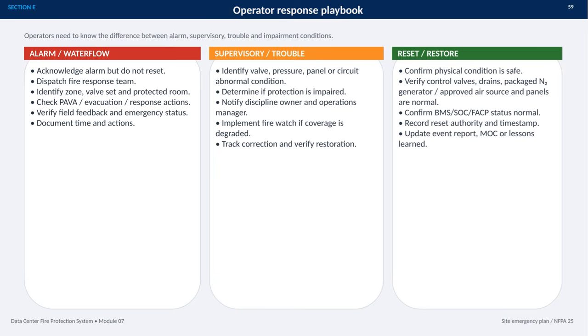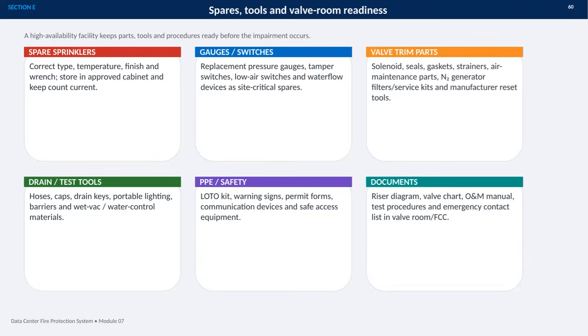Finally, reset and restoration should occur only after the physical condition is safe and valves, drains, air or nitrogen sources, panels, and monitoring systems are normal. The reset authority, timestamp, and follow-up records must all be captured, with restoration verified against the Site Emergency Plan and NFPA 25.